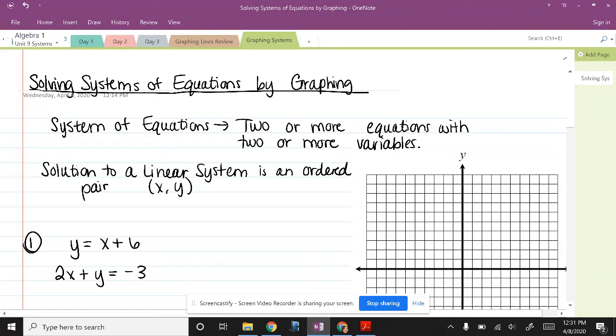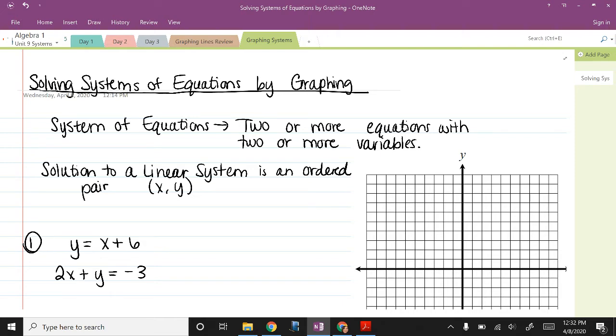Okay, so in this next lesson, we are going to start talking about solving systems of equations. And we're going to do so by using the graphing method. So let's just talk briefly about what a system of equations is. A system of equations is two or more equations with two or more variables.